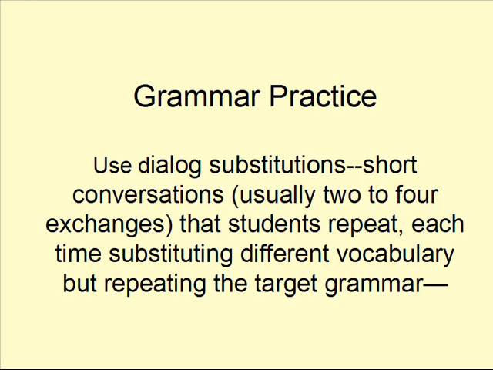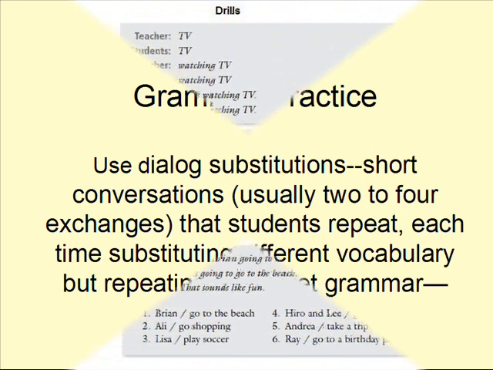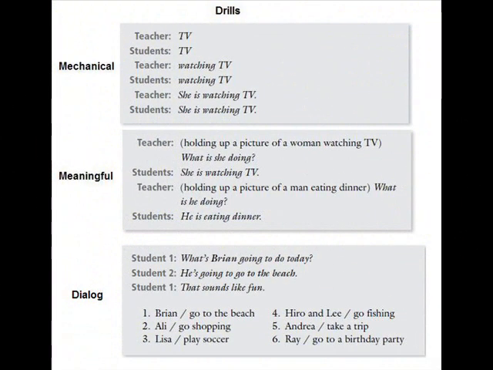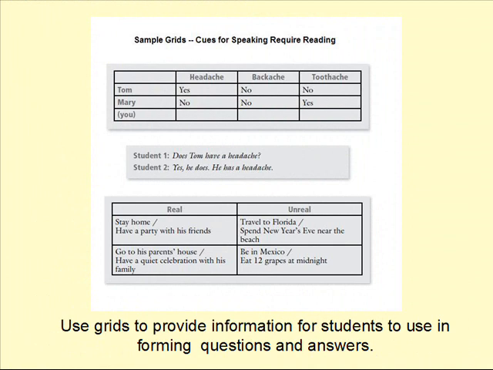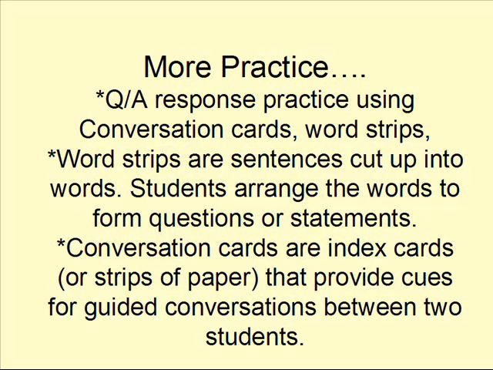Teachers should use dialogue substitutions to help students participate in short conversations. That means they should have 2 to 4 exchanges between themselves, and each student should do repeating. Each time they should substitute different vocabulary, but repeat the target grammar. The chart provides an example of this kind of drill. Grids can be used to provide information for students in forming questions and answers. Use a grid such as the one shown above.